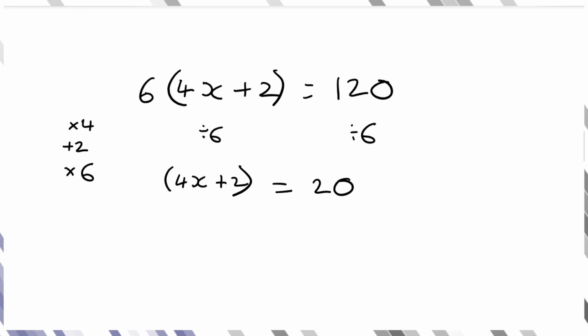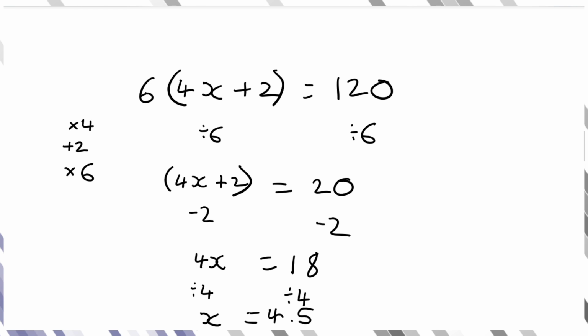Alright, so next we need to get rid of the 2 by taking away 2 from both sides. So that would give us just 4x on its own on the left, because 4x plus 2 minus 2 is just 4x. And then 20 minus 2 is 18. So now 4x equals 18. So we divide by the 4, and that will give us x on its own. 18 divided by 4, it doesn't go perfectly, it's a decimal, so it's going to be 4.5. So in this example, x equals 4.5, and that's it.